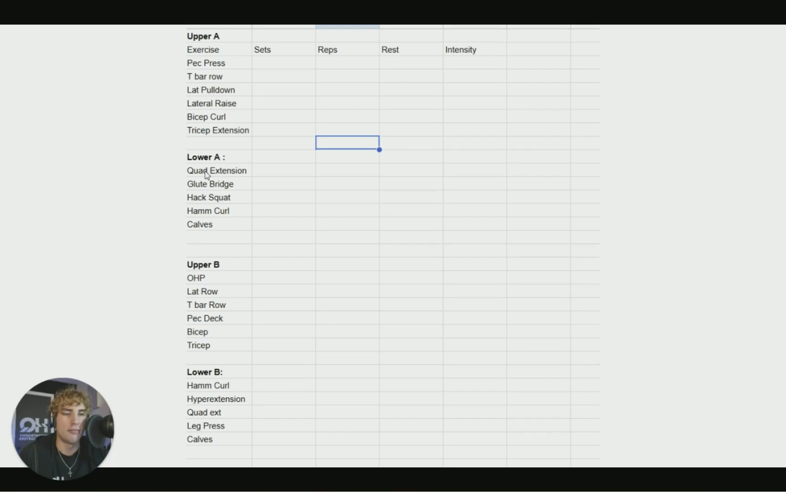So you got a hammy curl, then calves. Cool. Awesome. Done. Upper B. Overhead press. Boom. Lat row. Boom. So you're in the sagittal plane, right? Arm close to the body. That's what I mean by lat row. Pulling like that.